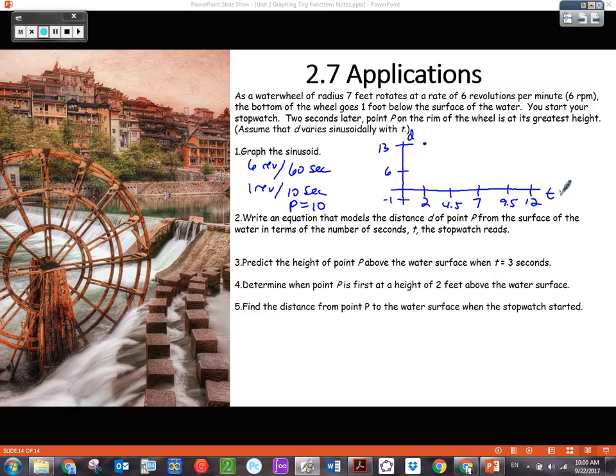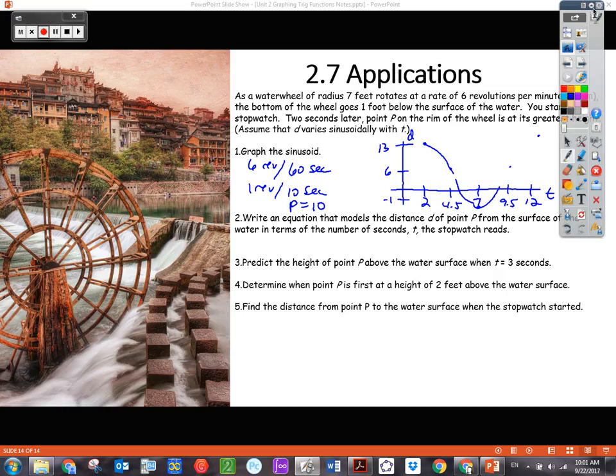I'm starting at a maximum, so I'm really going to draw a cosine graph. That would be the easiest one for me to do since I'm being forced to start at a maximum. So I would put my points here like we typically do. And then I would draw my graph. Okay, so there is our graph.